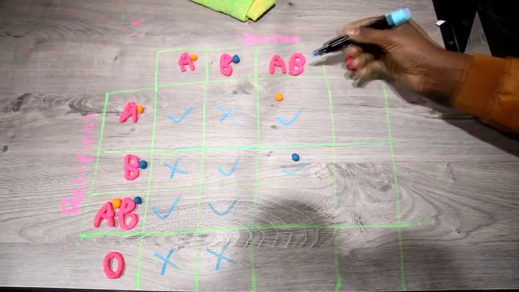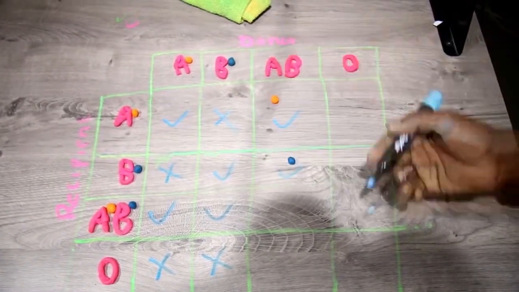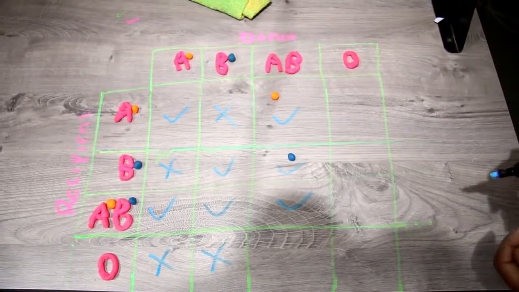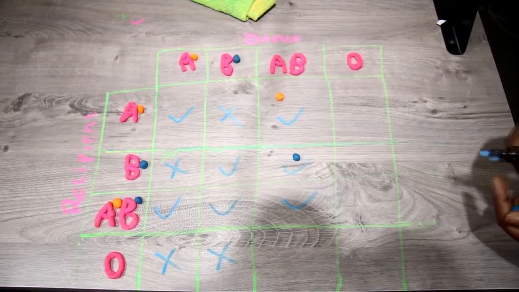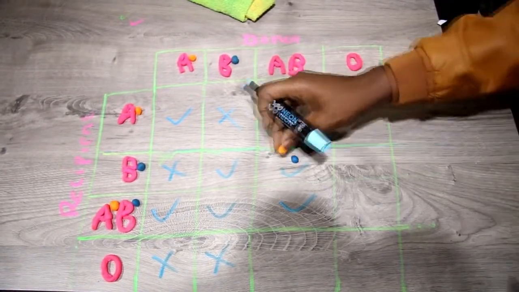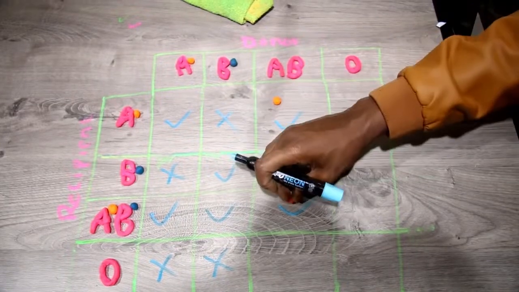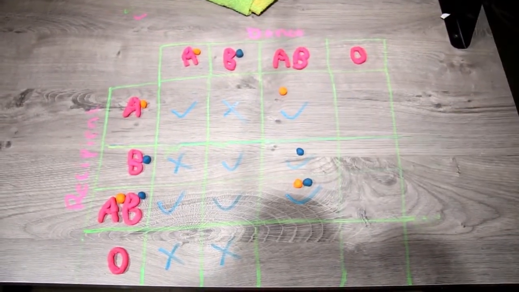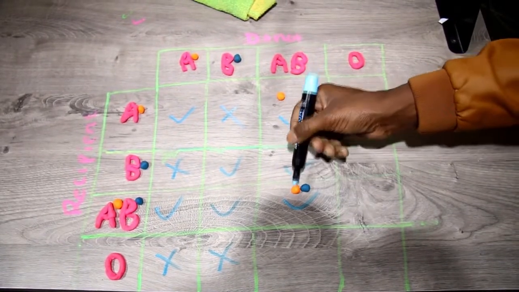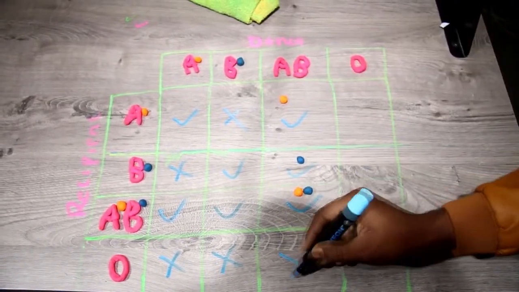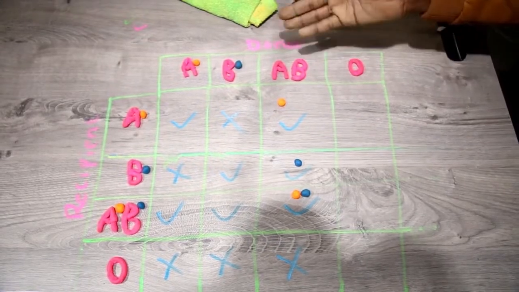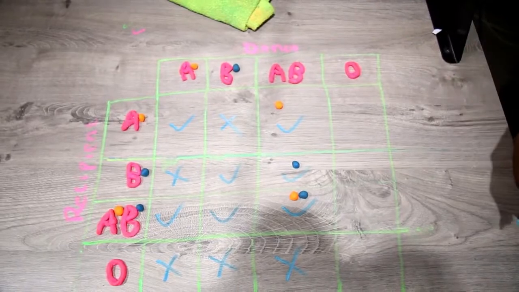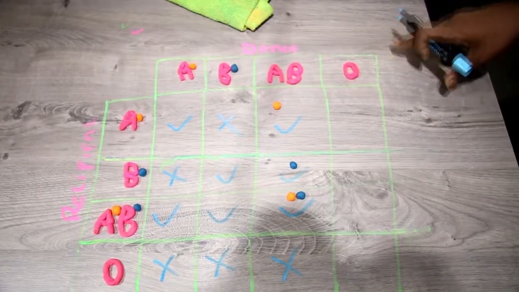AB can, because they both have A and they both have B. So this one is okay. Then let's move on to the next one now. Remember, this one we had both A and B. So that's why we put it as, they both have A antigen and B antigen. This one can't, because you're introducing new antigens to the blood cell, and we don't want that, because there'll be a reaction.